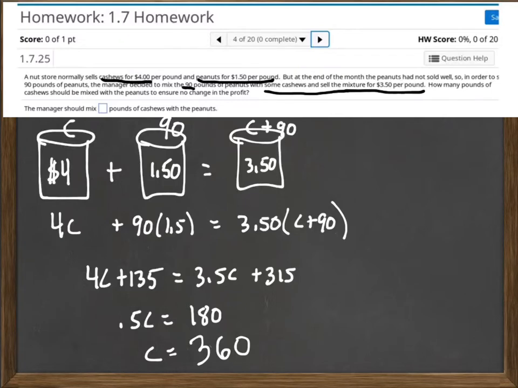And that should kind of make sense. The price of the cashews is $4. The price of the mixture is much closer to the cashew price than the peanuts, so that we should need much more in the way of cashews. 360 pounds of cashews to get mixed with 90 pounds of peanuts. And that'll do it for us.